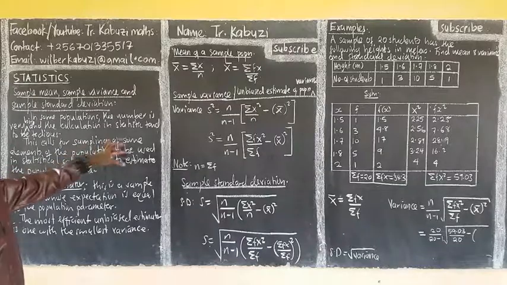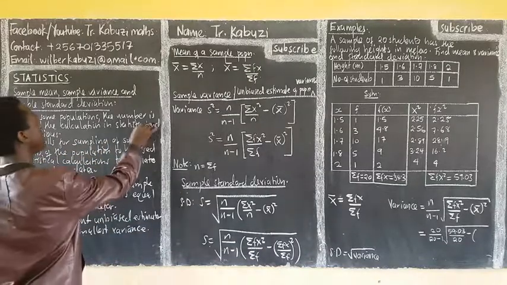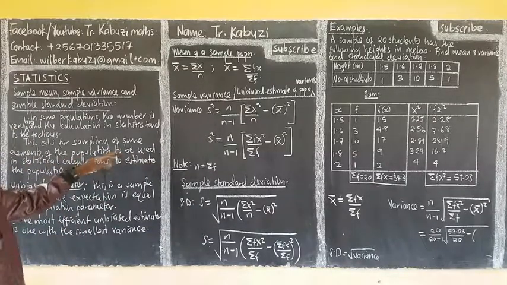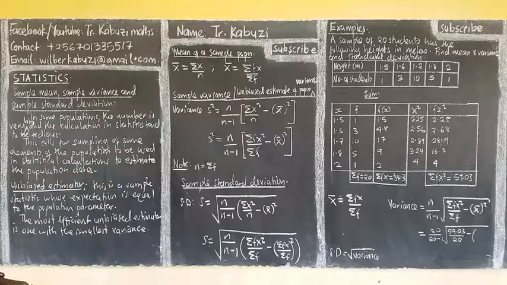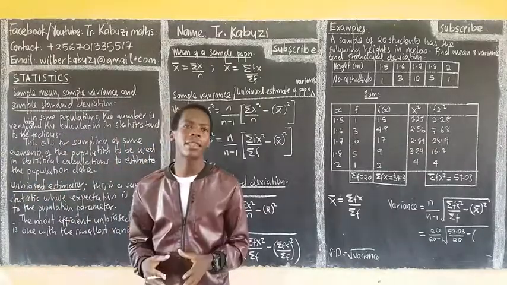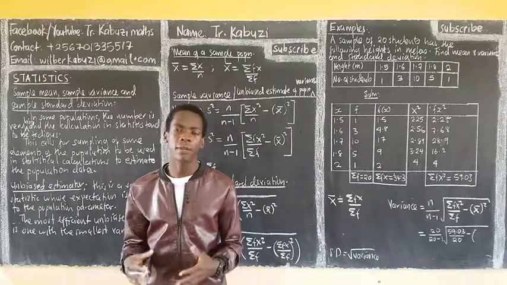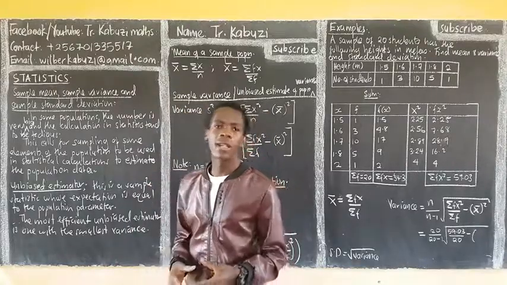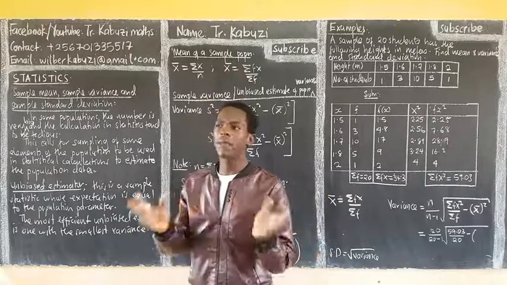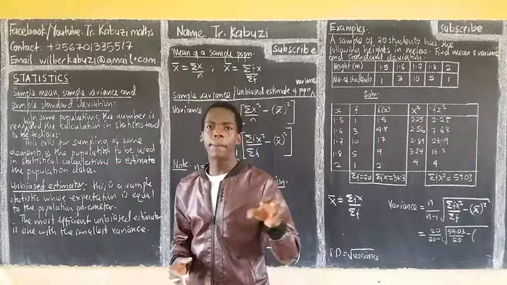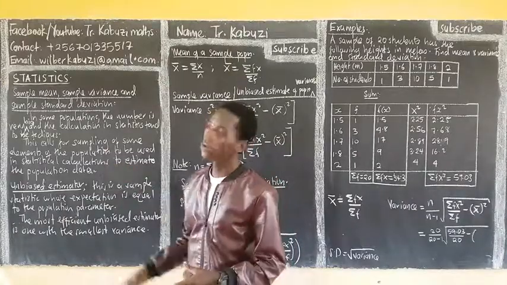And the calculation in statistics tends to be tedious. This calls for sampling of some elements of the population to be used in statistical calculations to estimate the population data. So when the population is too big, like a country having a population of 40 million, you can't get all of them and then calculate the statistic you want. What you do is sample some. If a region has over 200,000 people, you can sample 1,000. So that sample is what we are talking about here.